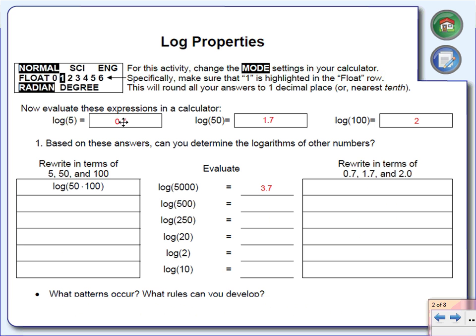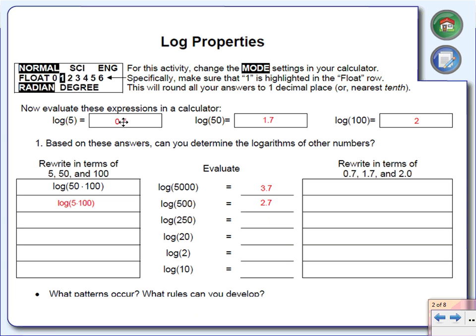Let's go to the next one. The log of 500. How can I get this 500 using a 5, a 50, or a 100, or a combination of two numbers? 5 times what? Very good. That would be the same thing as the log of 5 times 100. If you multiply 5 times 100, you get 500. So they're equivalent. What's the log of 500? 2.7. By the way, remember, they're rounding all of our decimals to 1 decimal place, so there are other decimals you just don't see.